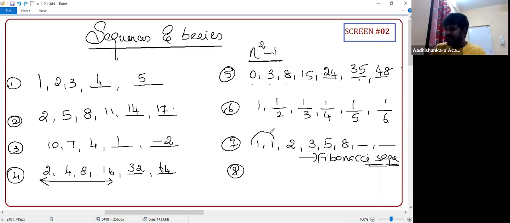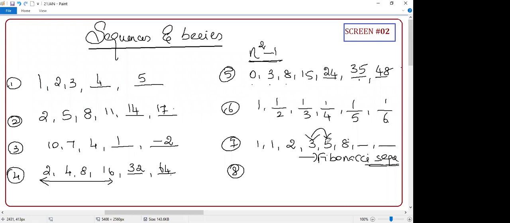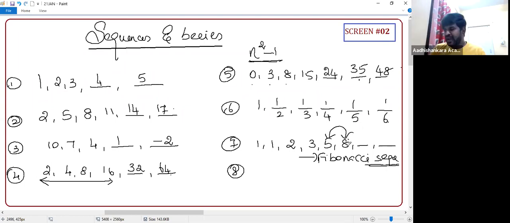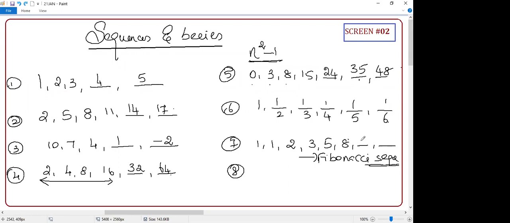Now 2 is obtained by adding these two terms. Now 3 is obtained by adding these two terms. Now 5 is obtained by adding these two terms. Now 8 is obtained by adding these two. Adding these two, you will get the next term. So every term is obtained by adding the previous two terms. 13.